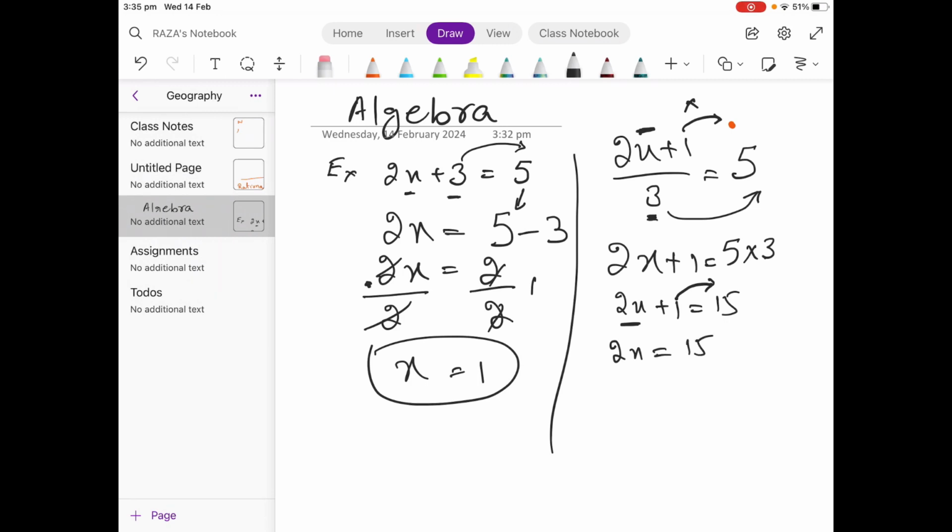When I move 1 to the other side, this positive 1 turns into negative 1, because when we change sides, the sign will change as well. So 2x is equal to 14. Now we want to get rid of this 2. 2 is multiplied with x, so the opposite of multiplication is division. So we have to divide by the number which you want to get rid of. So that is 2. Divide by 2, divide by 2, and on the other side 2 sevens are 14. So x is equal to 7.